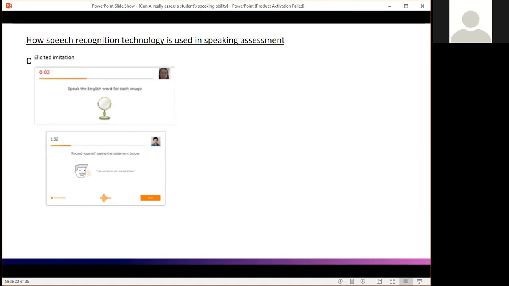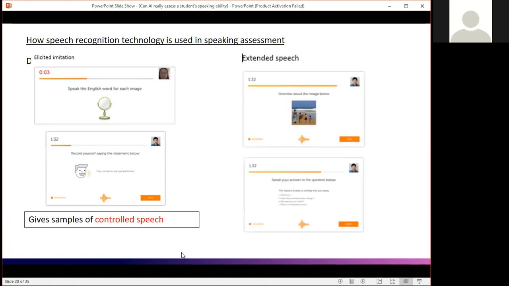Yeah, it's either read aloud or you hear and then repeat it. And as it gets longer, there's more need to remember what you heard. But that's controlled. It's like the oral reading fluency for the young learners, where the computer knows what to expect or what you should say. And then it focuses on how you say it. Then the extended speech, describe the image, talk about an experience with a friend. That gives samples of spontaneous speech.